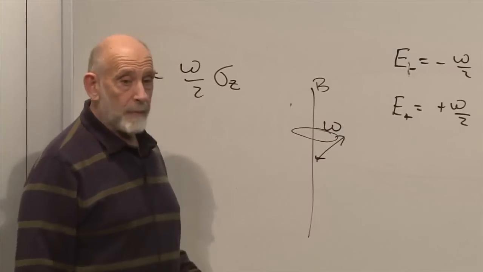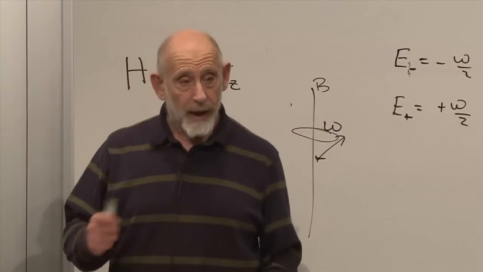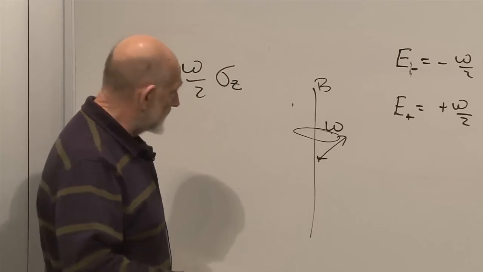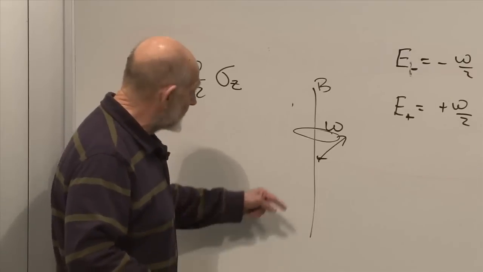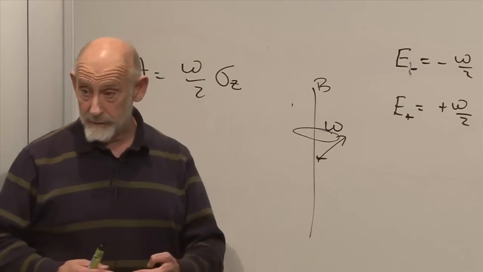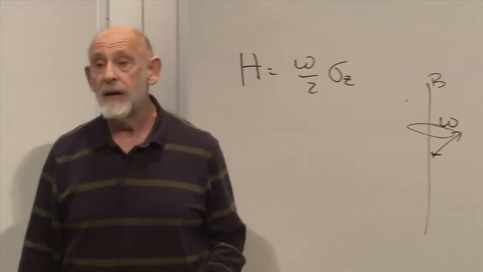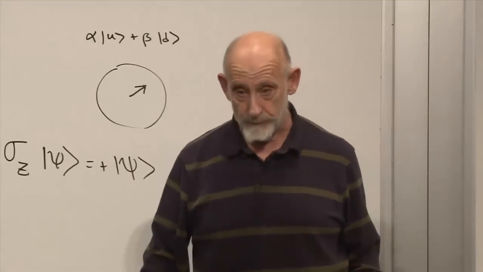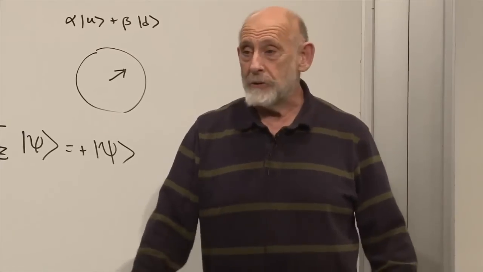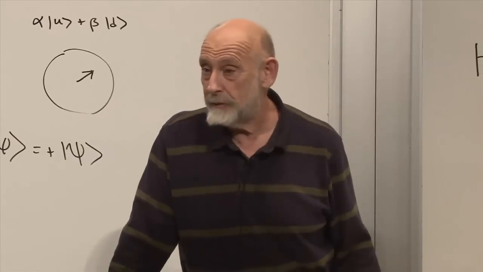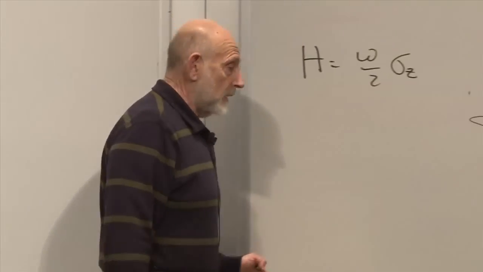And that spinning top, if it really is a little electromagnet, a little magnetic system rotating, it will radiate. In the process of going around with frequency omega, it will emit radiation. At what frequency? Omega.